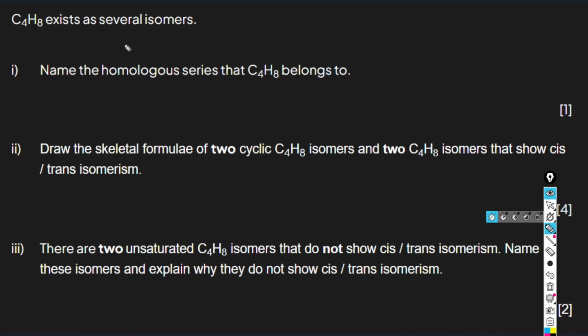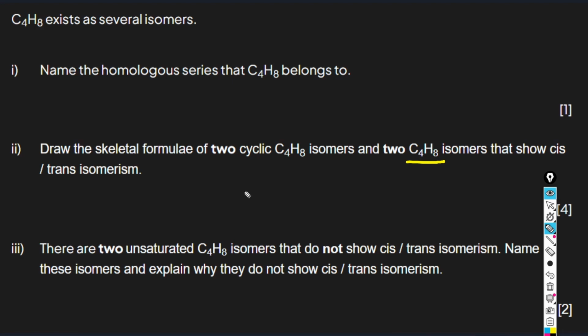C4H8, butene, has several isomers. Name the homologous series that C4H8 belongs to. Obviously, this is alkenes. Draw the skeletal formula of 2 cyclic isomers and C4H8 that shows cis and trans isomerism. You guys don't have to worry about this since we haven't learned this, but we will do the C4H8 bit.